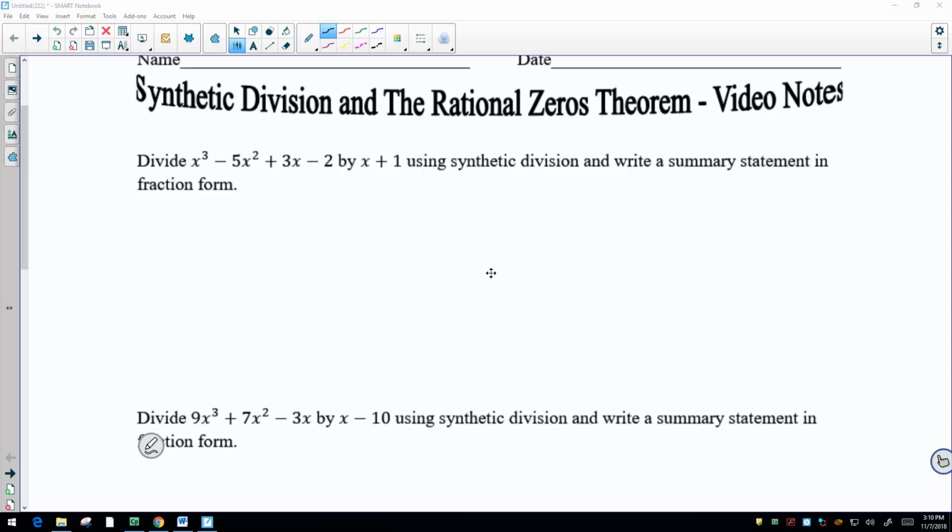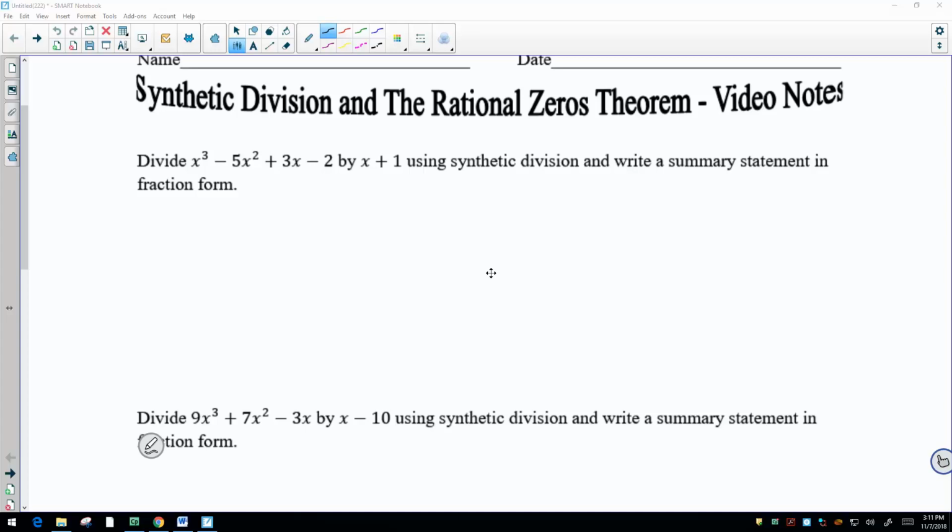So how about some synthetic division? Okay, a little different from your long division. Some people like this a little bit more. It's a little bit faster at times. In class, I will actually show you how and why this works, but for right now, for our video notes, we're actually just going to do the process of synthetic division and see what it's actually showing us.